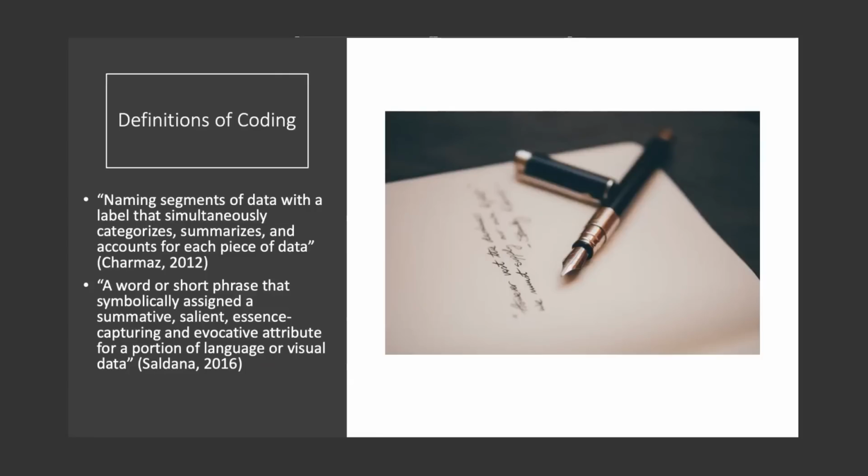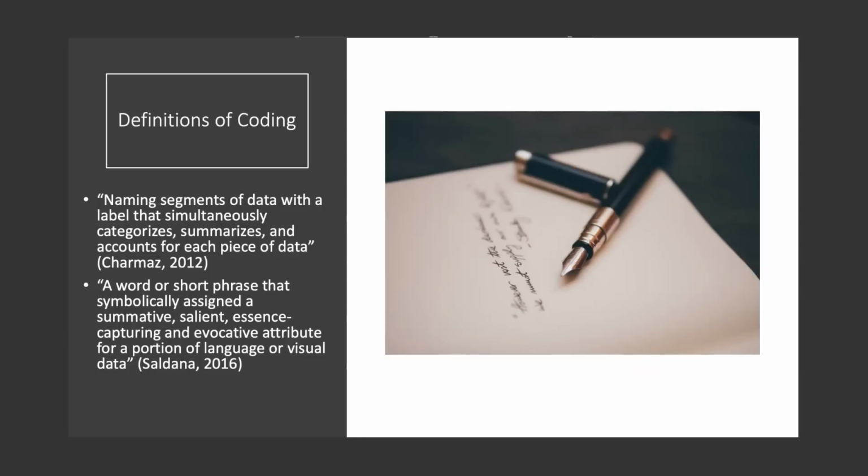Now, on the slide are two key definitions that I've taken from methodological texts. There are several definitions of qualitative coding, but I found that these are probably the easiest to understand. The first is Charmaz, constructivist grounded theory, and she says that coding is the process of naming segments of data with a label that simultaneously categorizes, summarizes, and accounts for each piece of data.